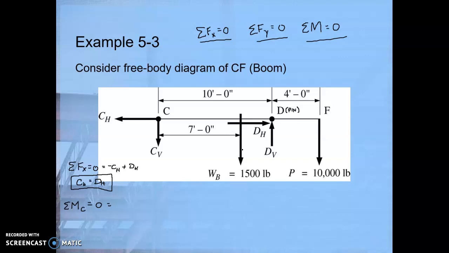As we work our way across the beam or boom left to right, we have this 1,500 pound force. Okay, that is going to cause a moment. It has a moment arm distance of 7 feet. So 1,500 times 7. And that's going to come down and around in a clockwise direction. We consider that to be negative. Then the next force I come to, DV. DV is going to go up and around in a counterclockwise direction. So that's positive. DV times its moment arm distance of 10.